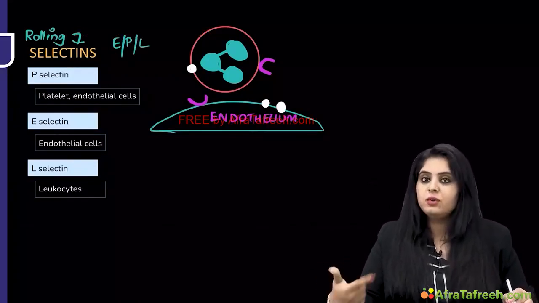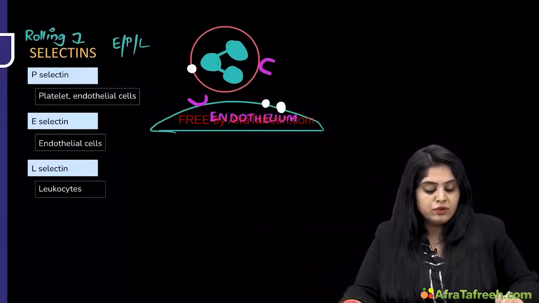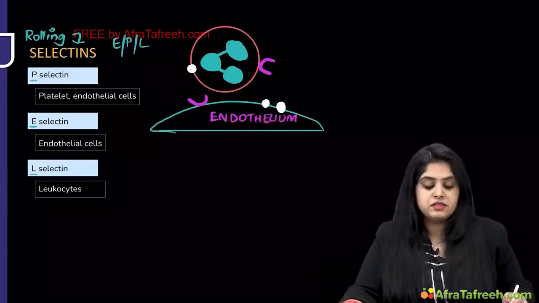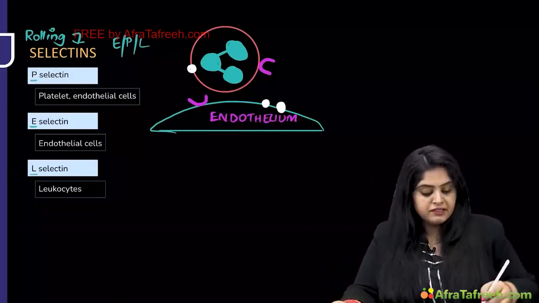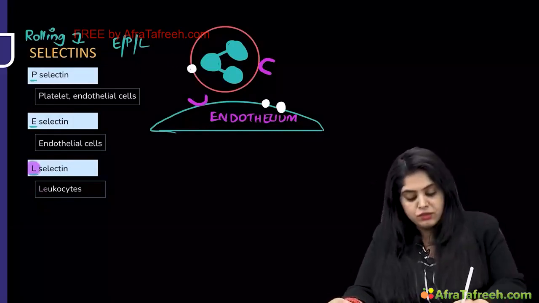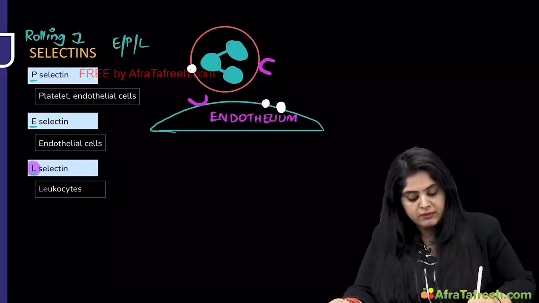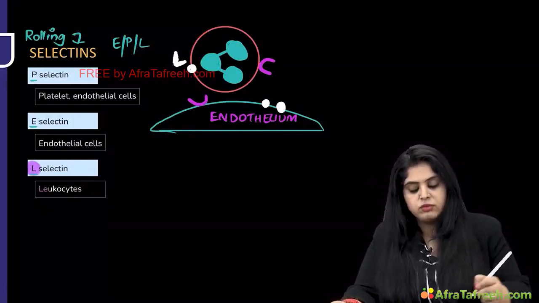So cricket ball is rolling, that is English Premier League. So you have E selectin, P selectin, L selectin. Where are they present? Look at their alphabets. Where is the L selectin present? You will say, ma'am, L for L. L selectin is on leukocyte. You can label it over here. L selectin is on the leukocyte.